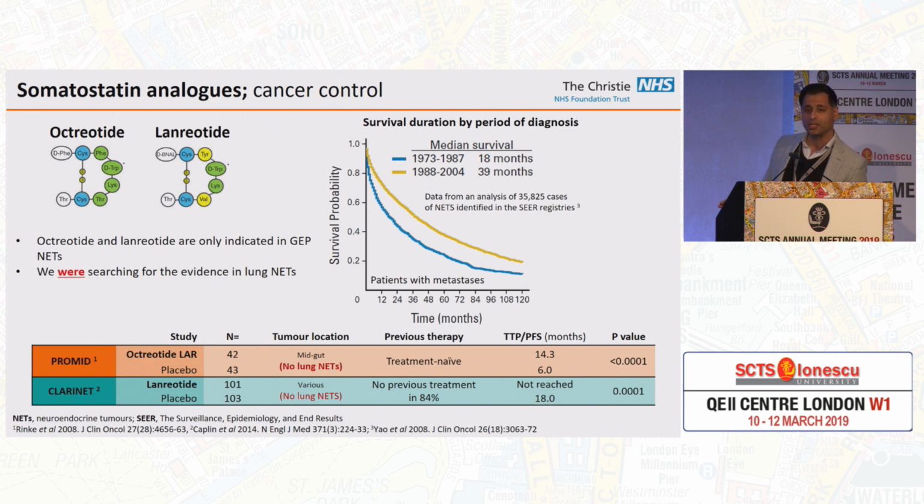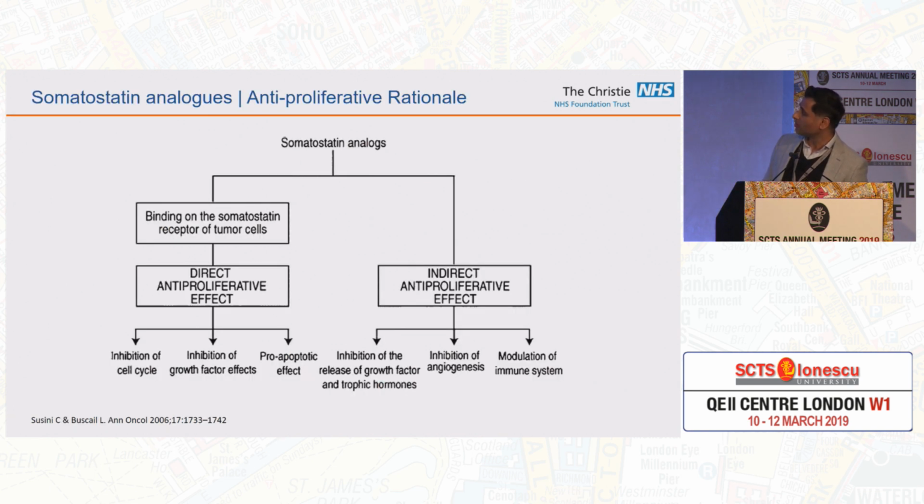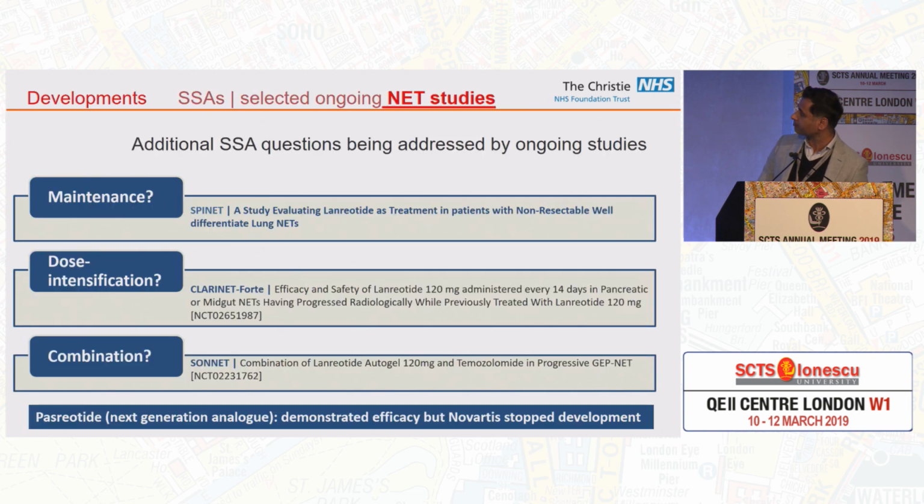And a cynic in me would say that's because our pathways aren't developed. So at the time when these trials were being created, people just thought we can't be bothered with these lung NETs. But we were searching for our own evidence in lung NETs, doing a similar study to this, and I'll allude to that in a second. So the somatostatin analogs have shown they have an antiproliferative rationale, a direct rationale and an indirect rationale, so we can use them for that purpose.